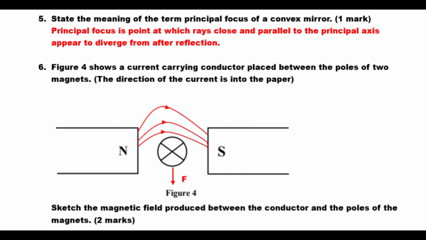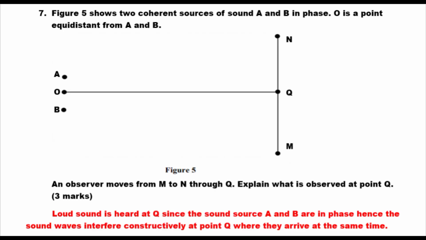Let's go to question 7. Figure 5 shows two coherent sources of sound, A and B, in phase. O is a point equidistant from A and B. So we have A and B. These are two speakers or two sources of sound. Then you have a line from M to N. An observer moves from M to N through Q. Remember, the two speakers A and B are in phase.